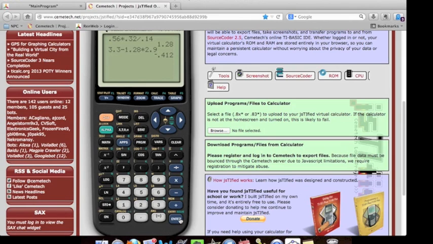And I can confirm that by actually just letting the calculator do it. And this is how we're going to do it in our homework. Stat, calc, linear regression, choice 4.